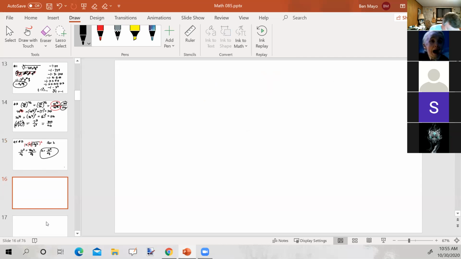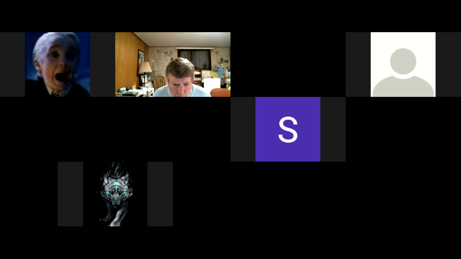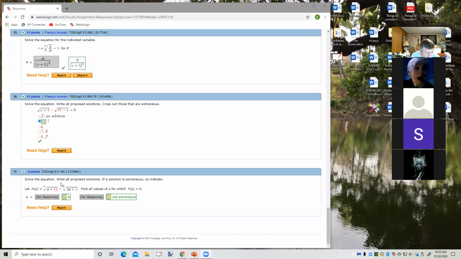All right, so this is still 9.5. This is number 17. And I'm going to show you this one because it's kind of complicated looking in terms of the description. It says, solve the equation, write all proposed solutions. If a solution is extraneous, so indicate. All right. So basically, you're going to go through, do what it takes to get answers, and then check them. If you come up with an answer, but it doesn't work, then that answer would be extraneous. If it does work, then it would not be extraneous.